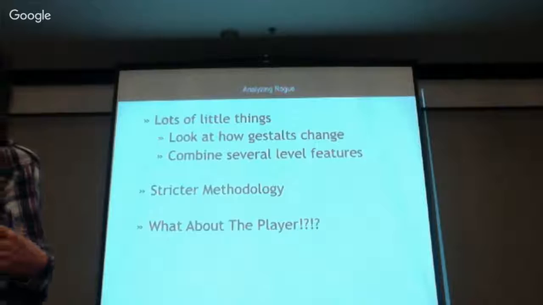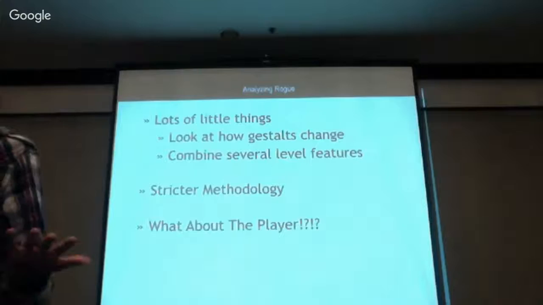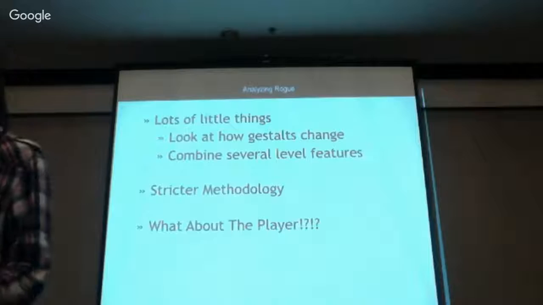What I didn't talk about right now is that you need a way to combine several level features, because it turns out Rogue maps are not just numbers of traps. But we need a stricter methodology, right? This was kind of applied ad hoc in a sort of music theory way, not a very strict computer science way. And if we want to actually use this for other stuff, we're going to need to find a really good way to go about it.